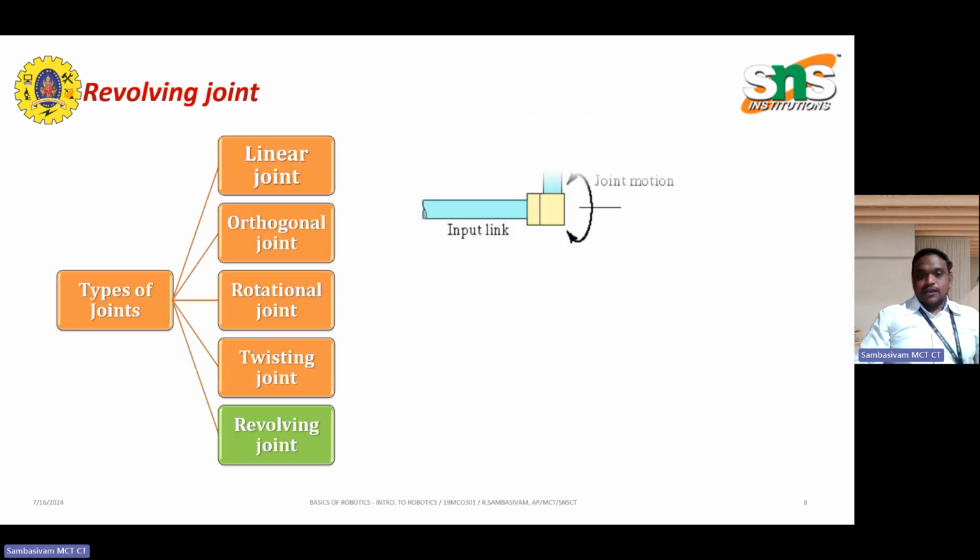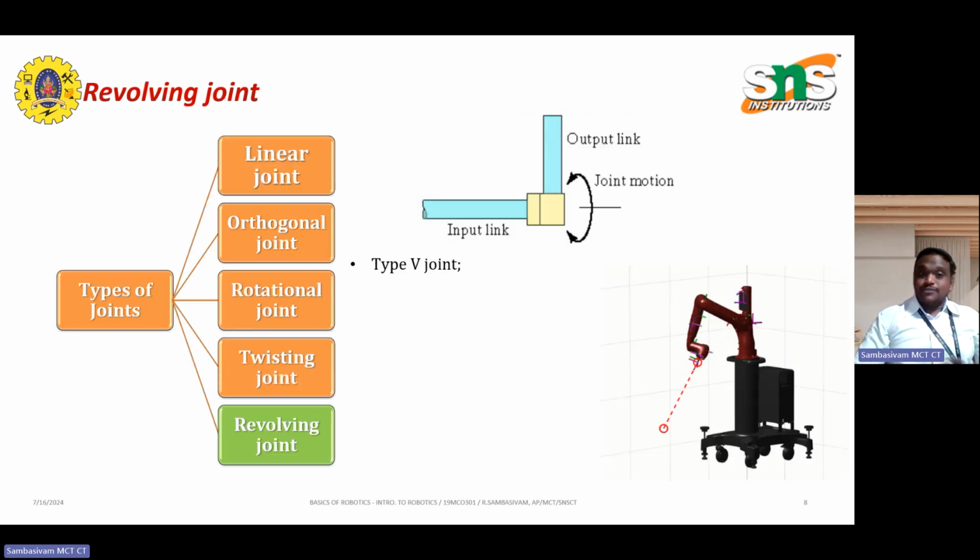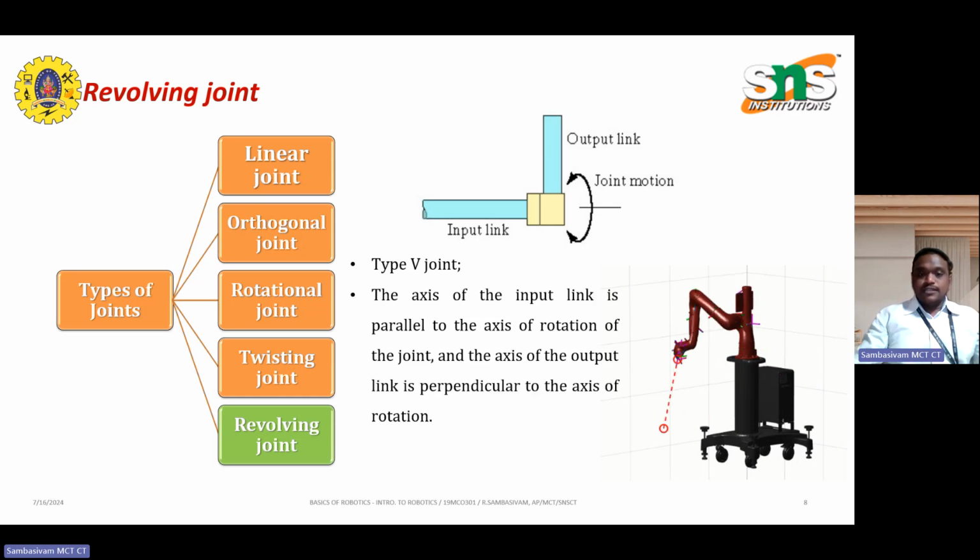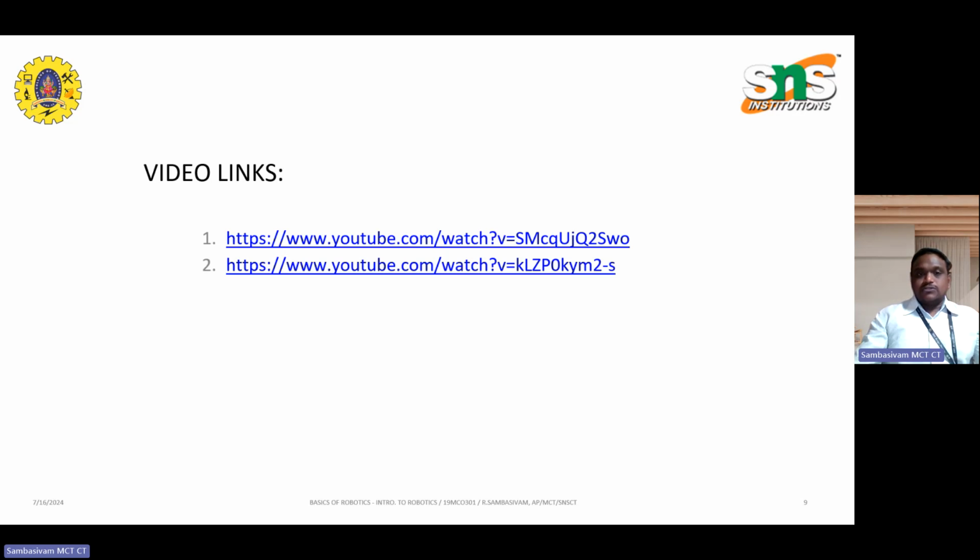The final one is the revolving joint. This type of joint is a V-type joint, where it moves according to the situation. The axis of the input link is parallel to the axis of rotation of the joint, and the output link is perpendicular to the axis of rotation. So these are the different types of joints.